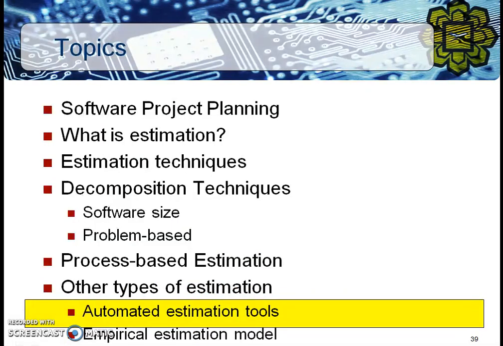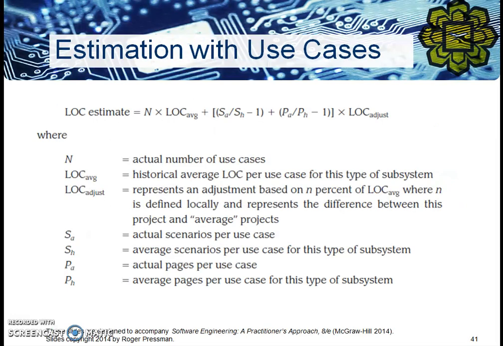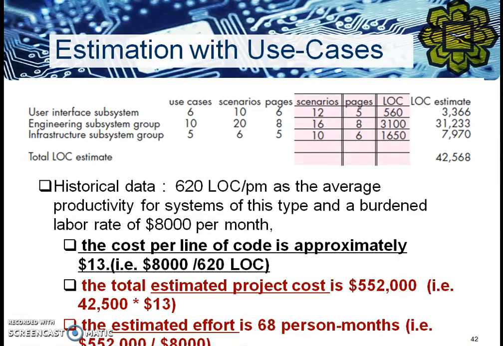Other than these estimation techniques, we also have automated estimation tools which help the planner to estimate cost and effort. We can also estimate use cases by having historical data as well. We can try to calculate the cost per line of code, total estimated project cost, and the estimated effort.